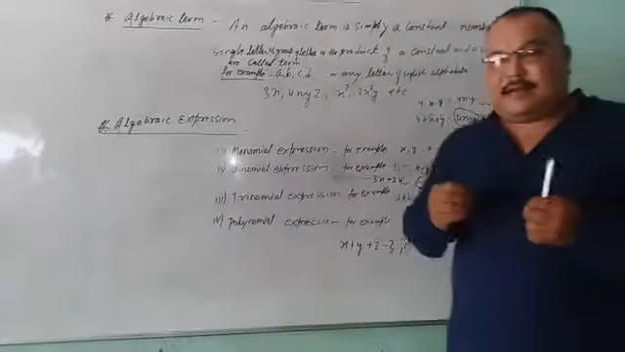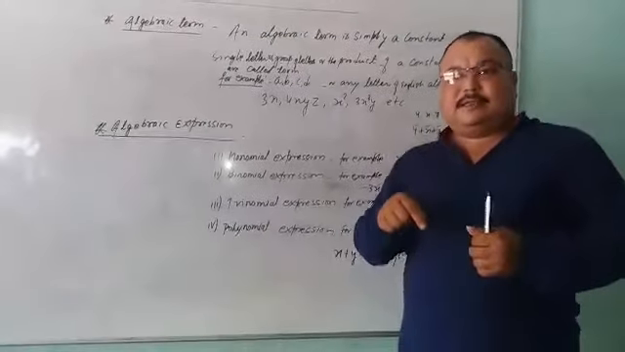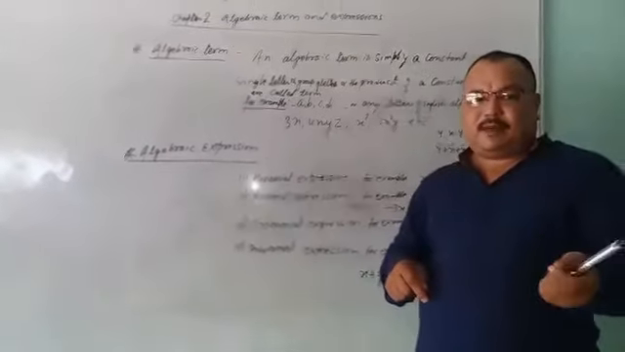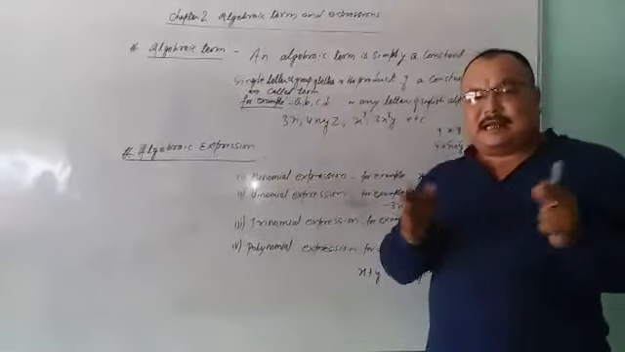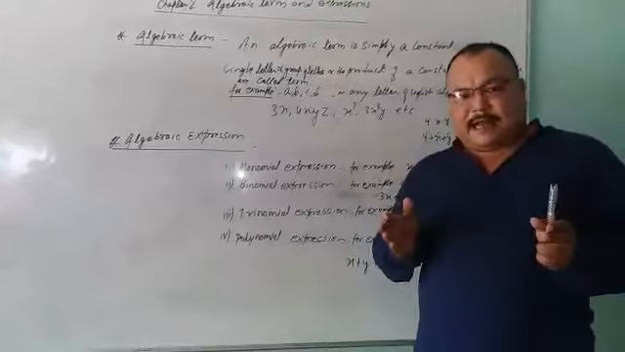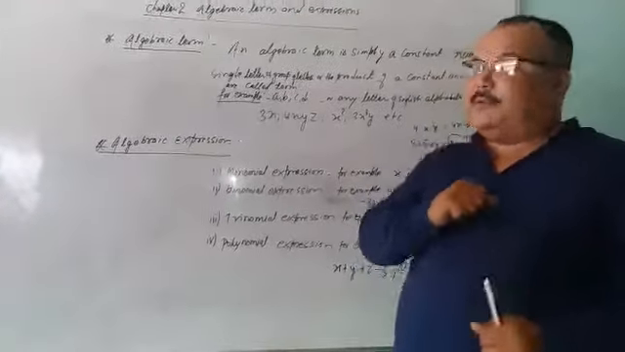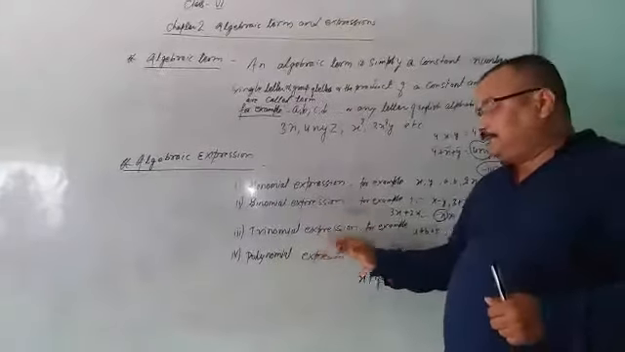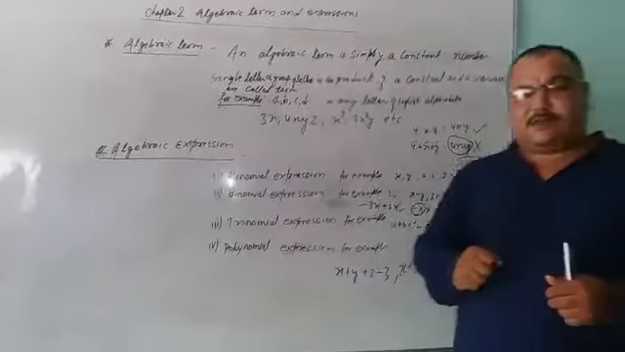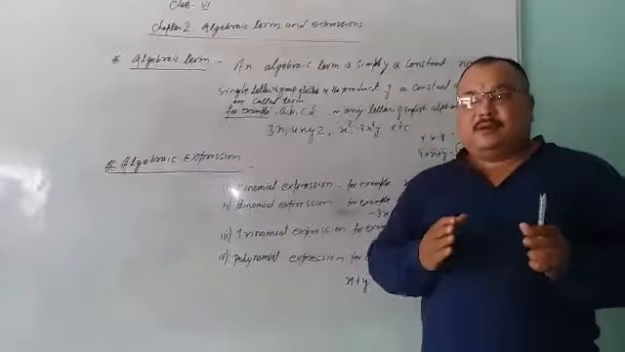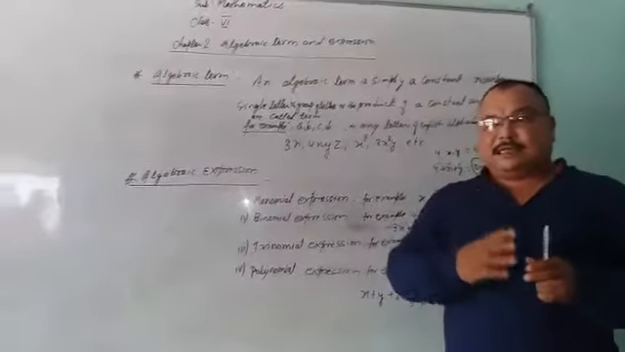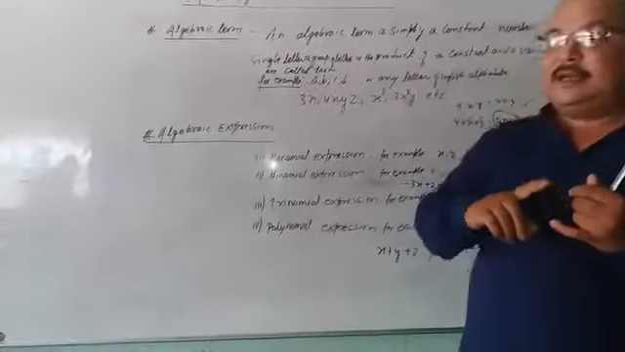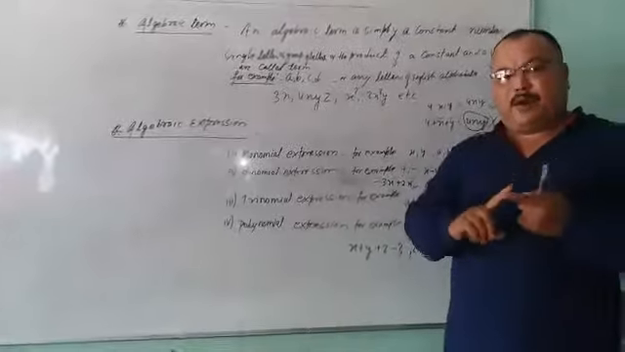It is not enough to give only the definition; the definition also includes that the terms are separated by plus or minus sign. So the 2 terms are separated by plus or minus sign. That is called the binomial expression. For example, you see here. And a trinomial expression means an expression which has 3 terms separated by plus or minus sign, not multiplication, not division. It is only separated by plus or minus sign.